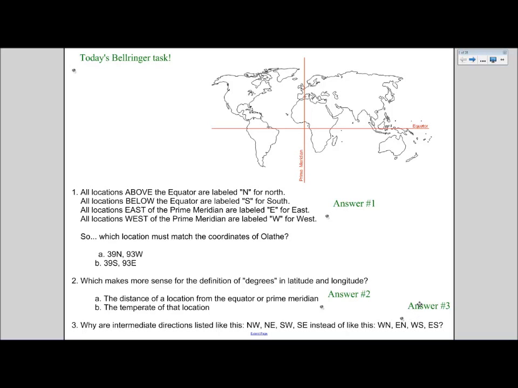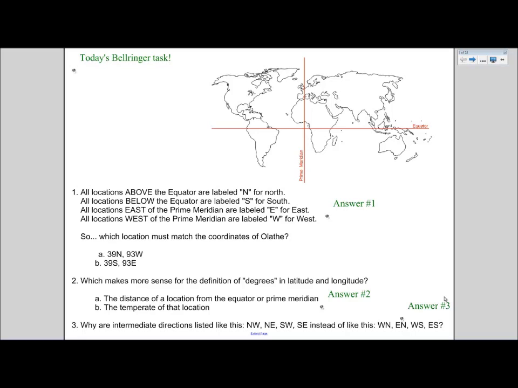And that brings us to question number 3. Why are intermediate directions listed like this? Northwest, northeast, southwest, and southeast. Why aren't they listed west-north or east-south?